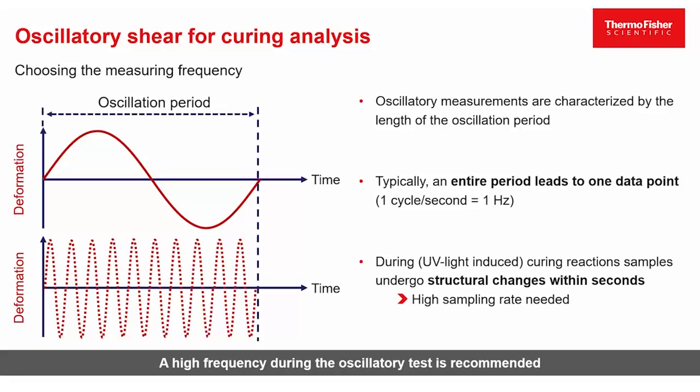When it comes to curing in general and UV light-induced curing in particular, the sample might undergo structural changes within seconds. Then a high sampling rate is needed to achieve a wide range of data points and to characterize even fast changes in the structure. Then it is recommended to choose a high frequency for this curing analysis.